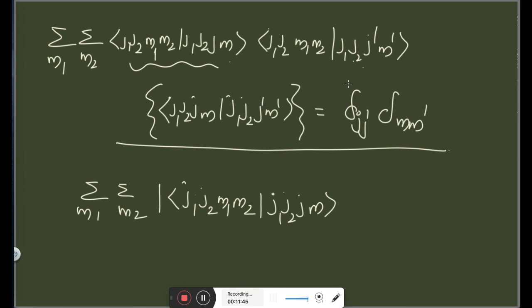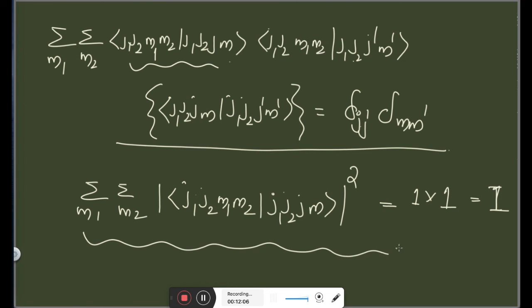And the other one is applying this del J dash, the orthogonality relation. What you will get is the same, summed over all possible values, you get 1 into 1. Or this is 1. This is the normalization condition for our state ket Jm.